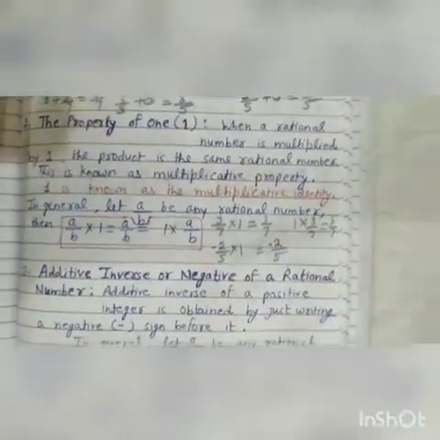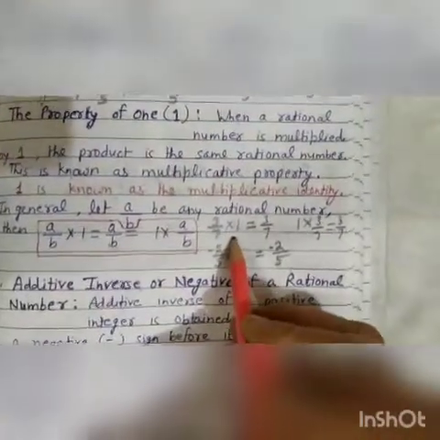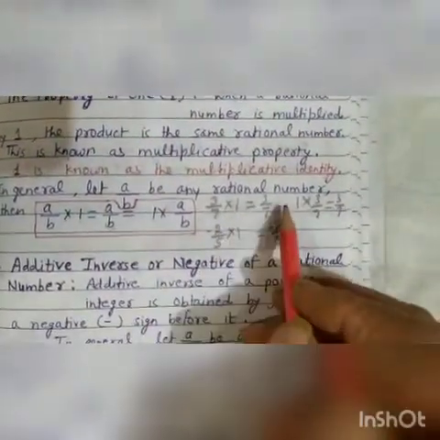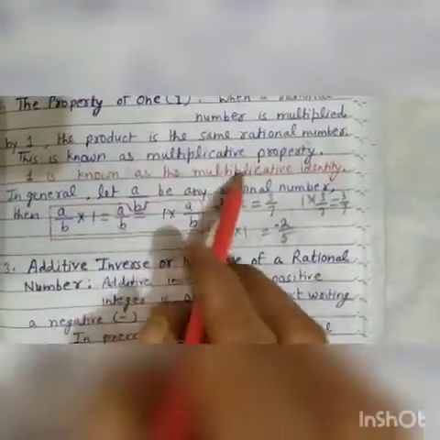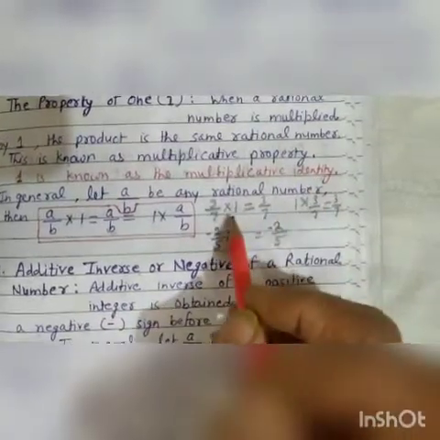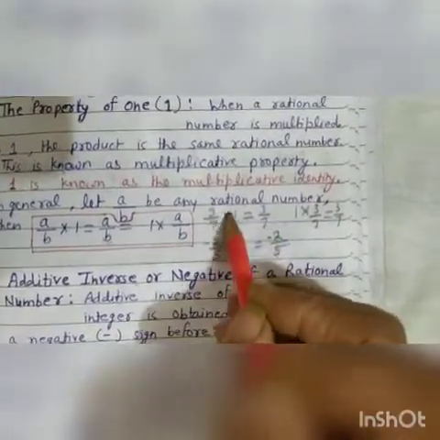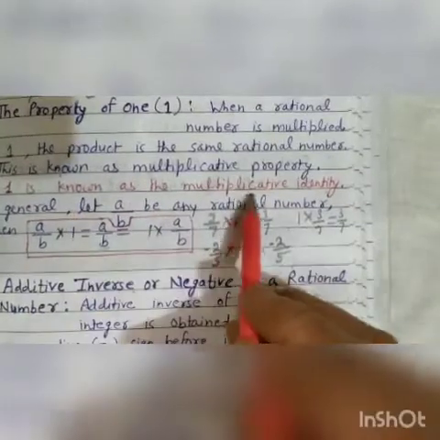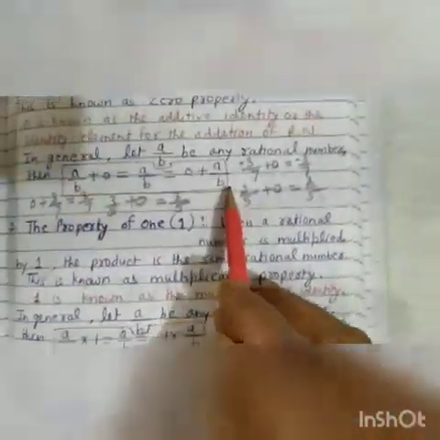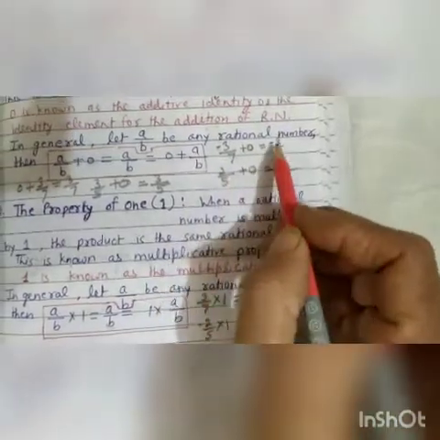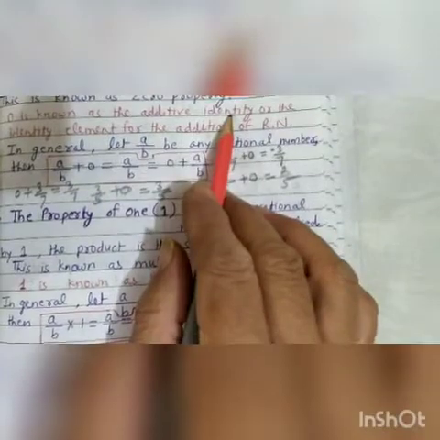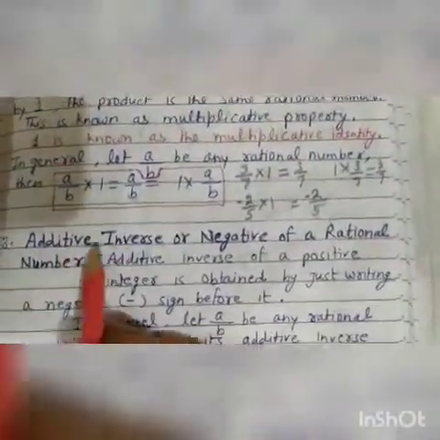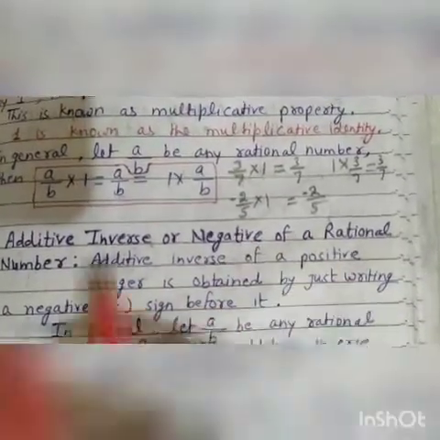So since by multiplying any rational number by 1 we get the same rational number as product, therefore 1 is known as the multiplicative identity. Here in the first property we are getting the same rational number as answer by adding 0, so 0 is known as additive identity. Now next, third property is additive inverse or negative of a rational number.